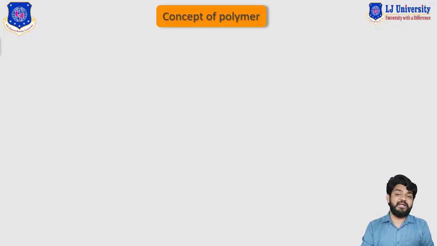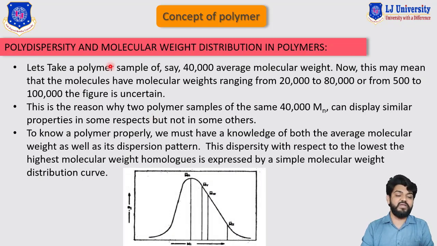Now, to further understand this, let's take an example in which a polymer sample has 14,000 as the average molecular weight. Now this may mean that the molecular weights range from 20,000 to 80,000, right? Or it can also have molecular weights ranging from 500 to 10,000, which means the figure is uncertain, right? If the average molecular weight of a particular polymer is 14,000 grams per mole, then its molecules can have a wide range of individual molecular weights.